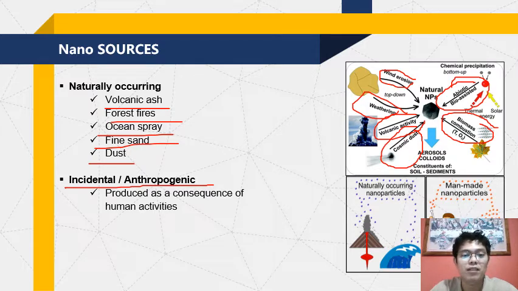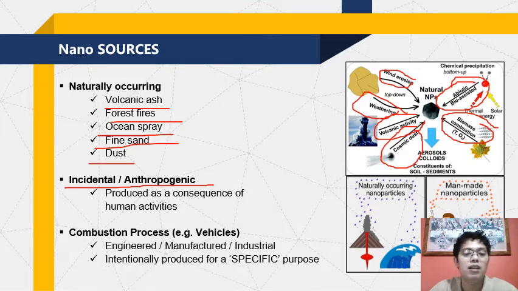Now, nanomaterials could also be created incidentally or anthropogenically as well. They are produced as a consequence of human activities like, say, burning of fossil fuels. When you're driving your car and your engine burns your fuel, nanomaterials could be created out of that. Now, combustion processes, as I mentioned a while ago, do not only limit to vehicles, but even engineering processes and manufacturing and industrial processes in our factories. So these nanomaterials could be produced out of that anthropogenic activity.